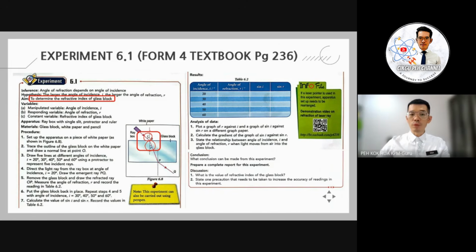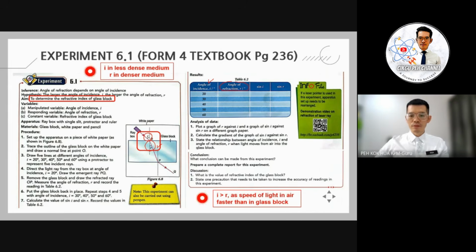The manipulated variable for the experiment will be the angle of incidence, and the responding variable for the experiment will be the refractive index. In this experiment, the incident ray will be directed from a less dense medium to a denser medium, so that your i will be greater than your r. This is because the light speed in the air is faster compared to the light speed in the glass block.